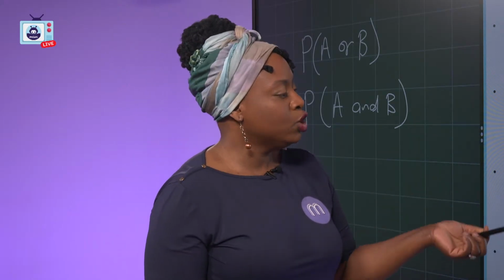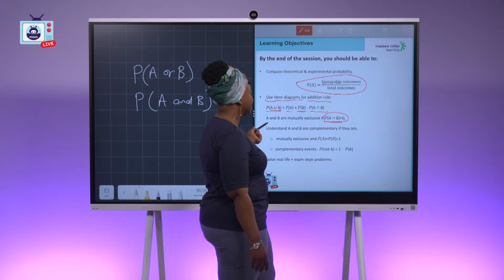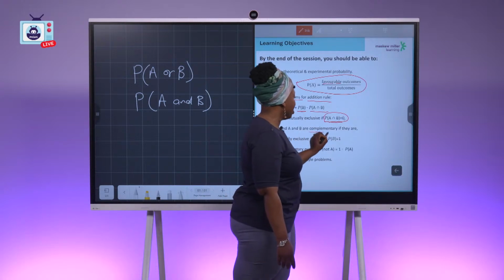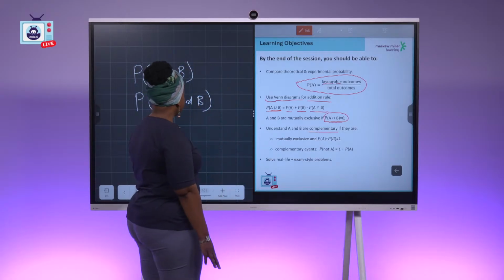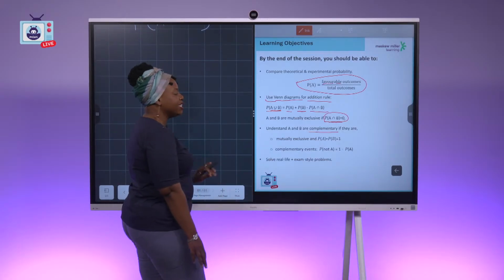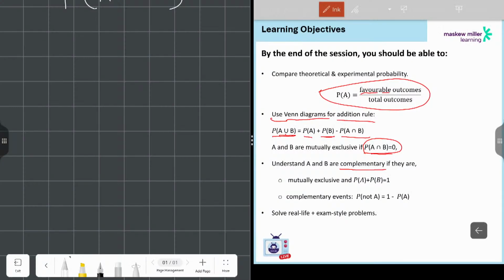Also, you need to be able to understand the complementary events. So complementary events simply means that the events will have a sum of 1 all the time. So with complementary events, the probability of one event, which we can call A, plus the probability of the other event, which we can call B, must always be equal to 1.